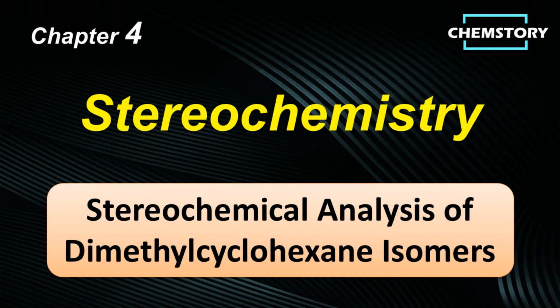Today we're diving into the stereochemistry of three dimethylcyclohexane isomers: 1,4, 1,3, and 1,2-dimethylcyclohexane. We're going to figure out whether each one has any chiral centers, whether the whole molecule is chiral, and how the different stereoisomers are related to each other.